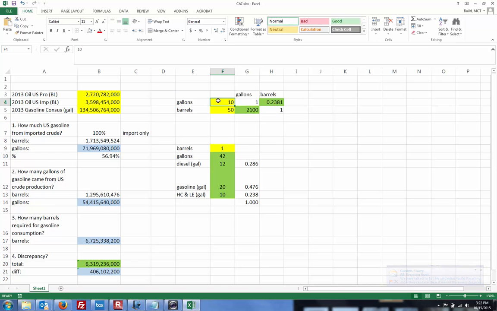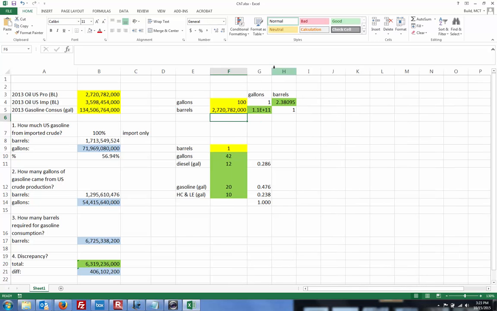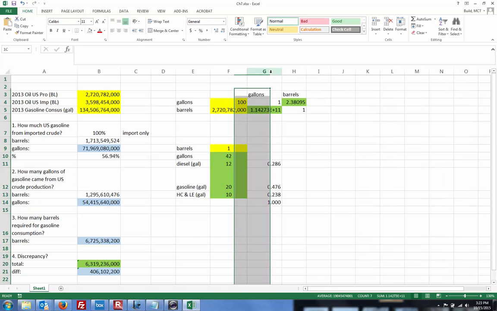So let's say 100 gallons of gasoline. That green barrels column is going to update and tell me how many barrels that is. I could do the same thing if I've got 500 barrels. It'll tell me how many gallons. I could even sort of cheat here and say this cell equals that number. I can just use Excel that way, and that'll tell me, okay, that's how many gallons I have.